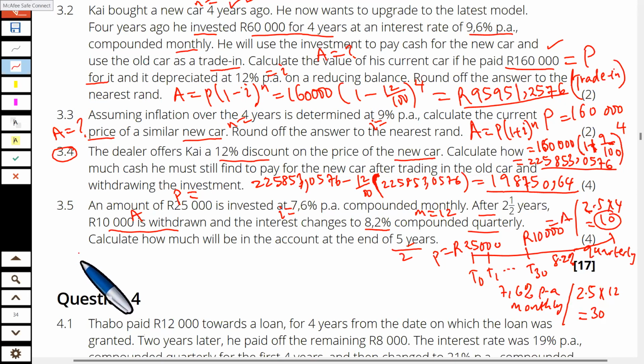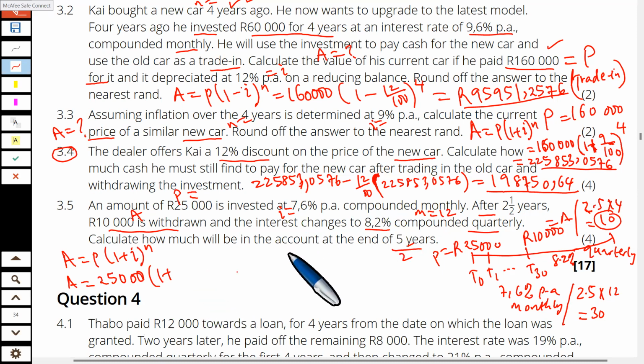Right, so we're interested in the future value. We're going to use the formula because this is an investment. We're going to use this formula. You can divide by M, multiply by M there. So now the 25,000 is invested at 7.6%, which is 1 plus, 7.6% compounded monthly.